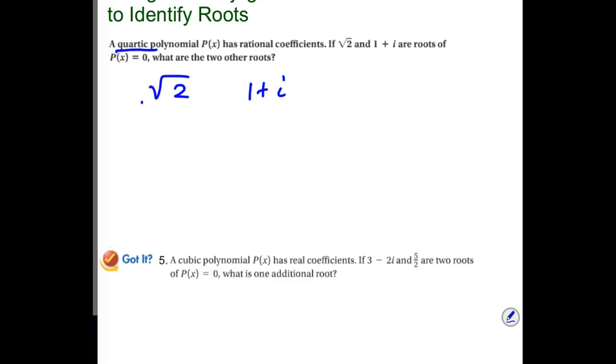This one, the square root of 2, is irrational. It can't be written as a nice rational number, as a fraction. Right? It's a non-repeating, non-terminating decimal. Because of that, I know that its conjugate has to be in there as well. Now I've got 3 of my 4. What's the 4th one? If one of my zeros is 1 plus i, then I have to have 1 minus i. Okay?